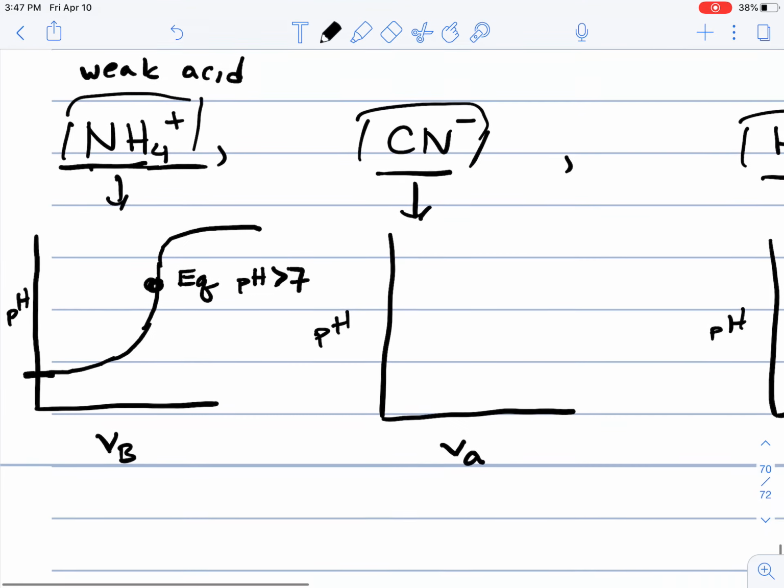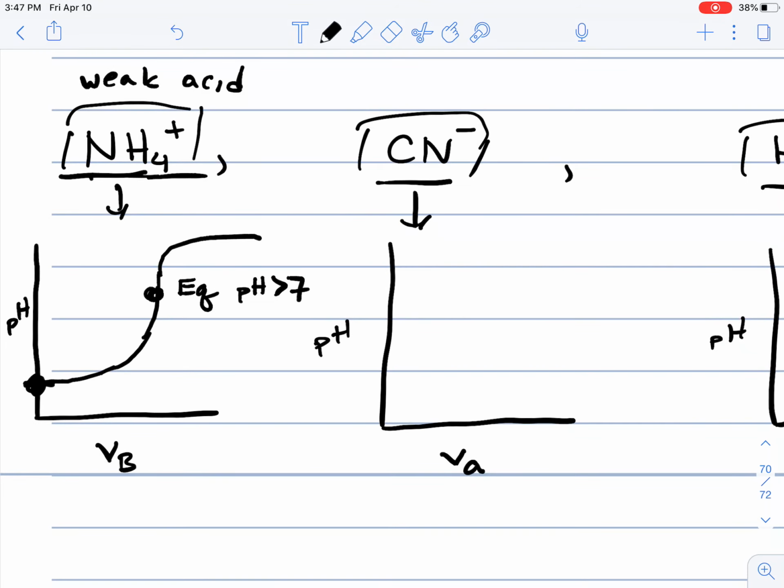And so if you guys were able to associate those features, these three features, to NH4+, then you guys are on the right track.